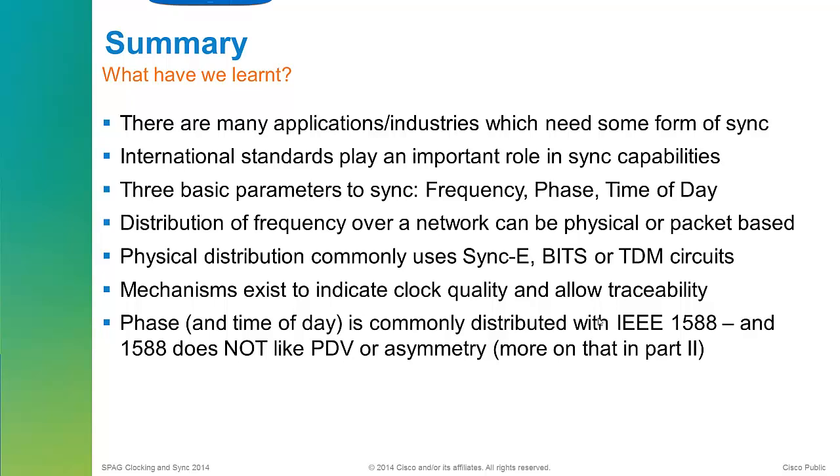We've got mechanisms to track the traceability of a clock, and also to indicate the quality of the clock, and then to make decisions on which clock to select based on things like clock quality and traceability. And phase and time of day is commonly distributed with 1588. We've seen that with 1588 we have to be very careful about quality of service, using priority queues and hardware switching. We have to be careful to minimize PDV and to also avoid asymmetry.